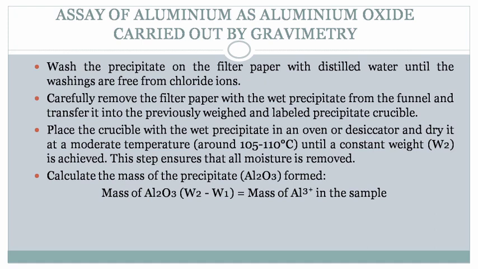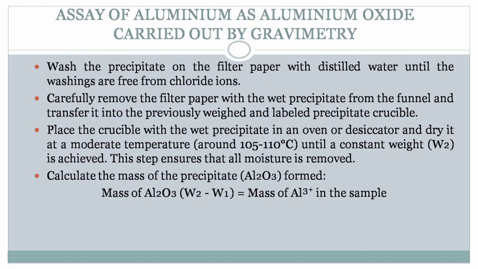Carefully remove the filter paper with the wet precipitate from the funnel and transfer it into the previously weighed and labeled precipitate crucible. Place the crucible with the wet precipitate in an oven or desiccator and dry it at a moderate temperature, around 105–110 degrees Celsius, until a constant weight, W2, is achieved. This step ensures that all moisture is removed.